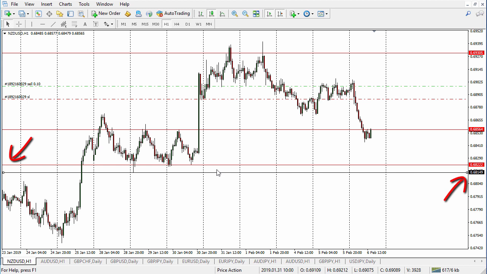But if the bears prove that they are strong enough to keep pushing price lower at the expense of the bulls, price could go on to break below this support level and give us even more profits as time goes by. And this is the reason why I'm only closing a portion of this short trading position with some profits and not all of it.